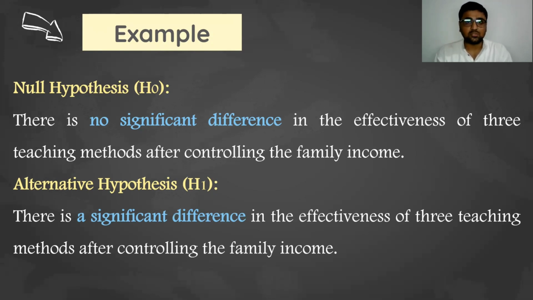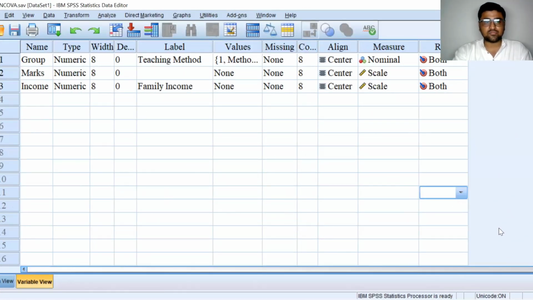Let's move to the SPSS data file. This is our SPSS file. Here we have three variables. First variable is group, or we can write teaching method. Another variable is marks, and third variable is income. You can see group is nominal variable.